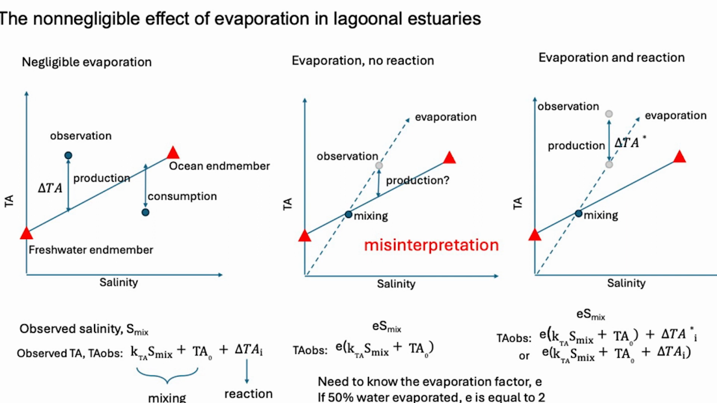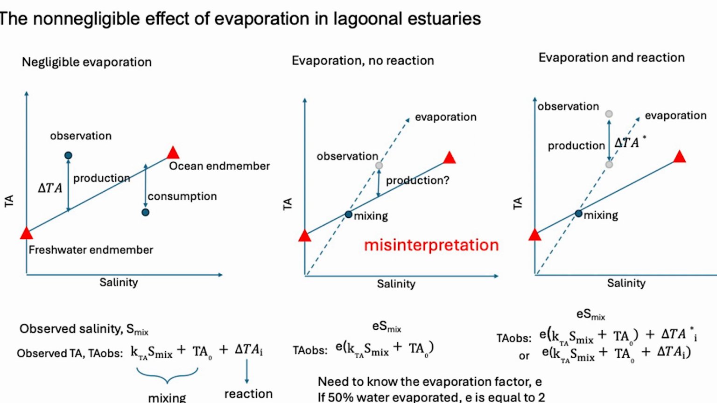And in this case, the TA and the salinity expressions can be expressed as this one. I include the E, which is the evaporation factor, to help you understand it. For example, if 50% of the fresh water evaporates, E is equal to 2, because both salinity and the TA get concentrated 2 times. So the third scenario is if there is evaporation and reaction happens at the same time.